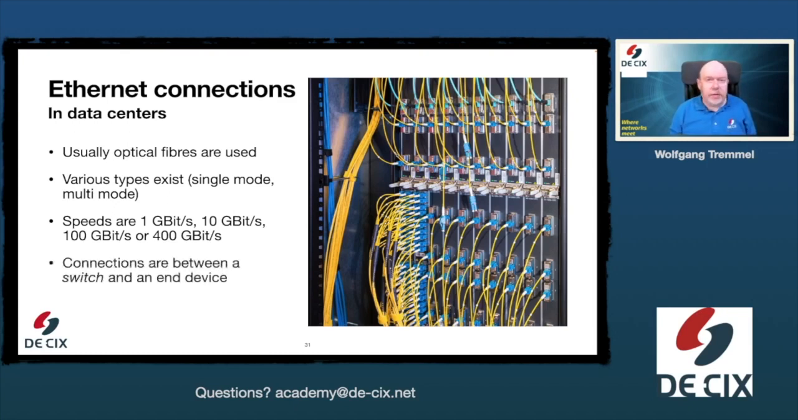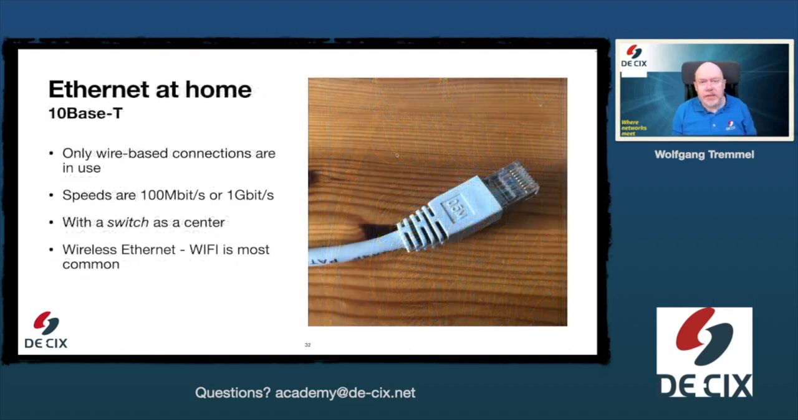The connections in Ethernet today are between a switch and an end device. I'm talking about switches later. Ethernet at home: usually you use copper because it's easier to handle, and the speed you have at home is either 100 megabit per second or, most commonly today, 1 gigabit per second. Also, there is wireless Ethernet, an extension kind of. It uses, of course, your Wi-Fi to do that.